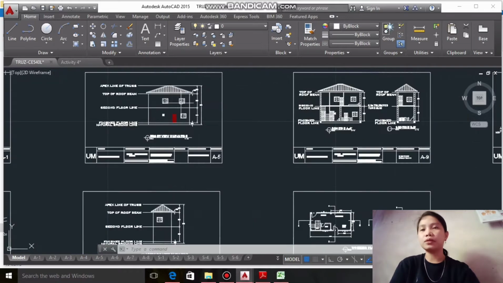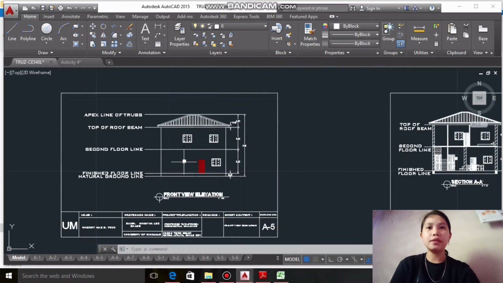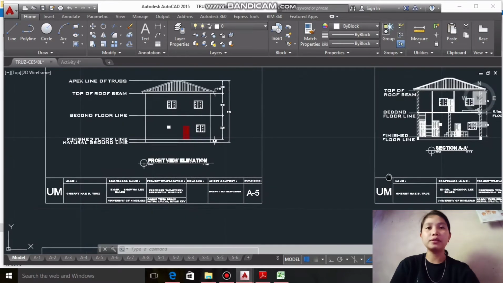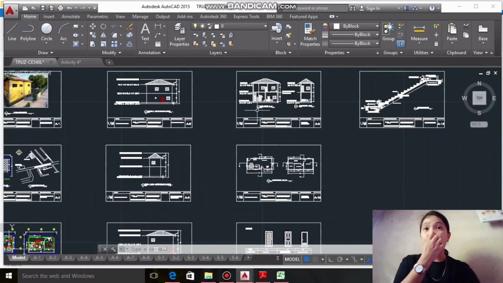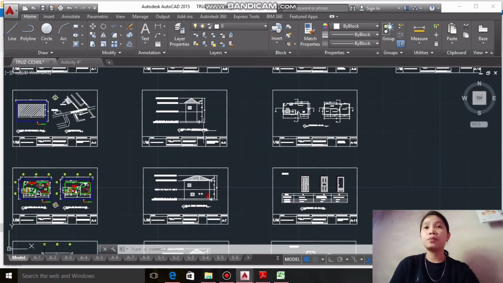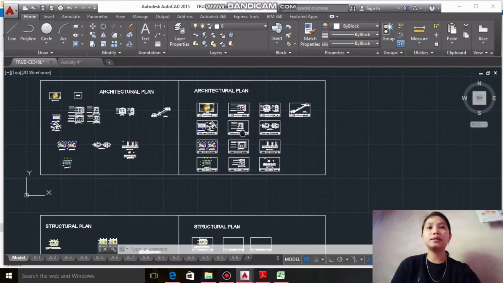The height for the first floor is 3.3 meters and for the second floor is 3.1 meters from the roof beam to the apex line of the truss is 1.8 meters.